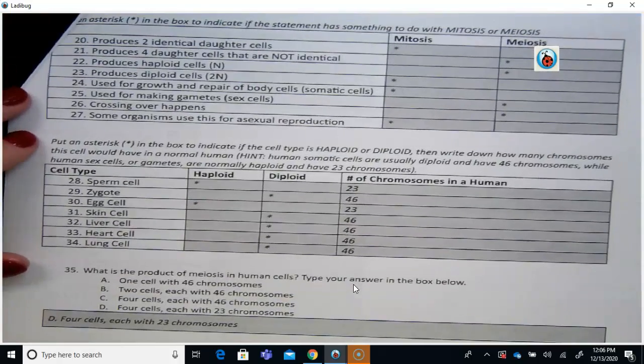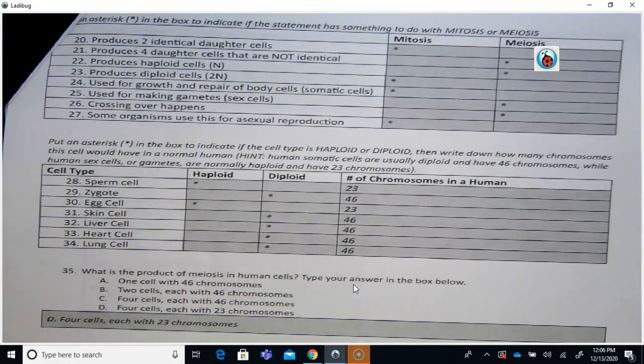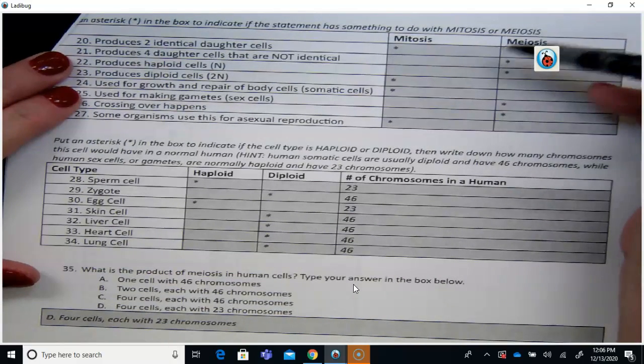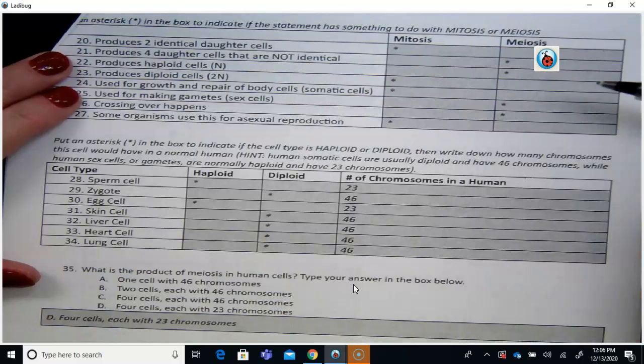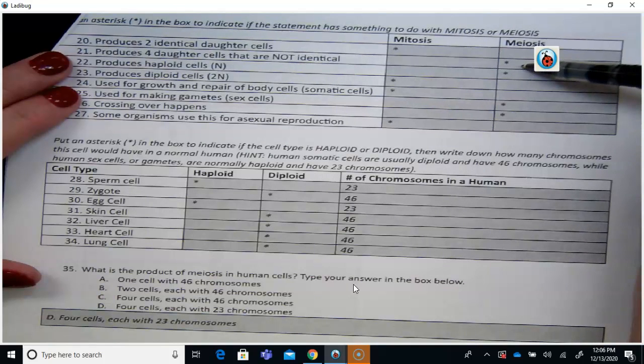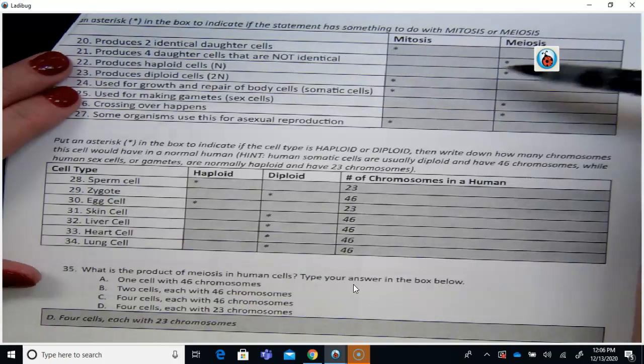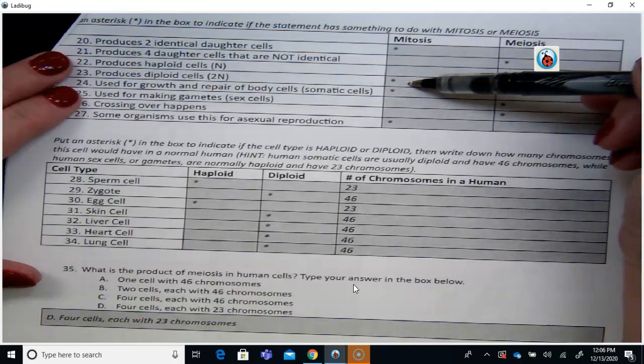Here in these charts, we are going to put an asterisk in the box to indicate if the statement has something to do with mitosis or meiosis. Produces 2 identical daughter cells is mitosis. Produces 4 daughter cells that are not identical, meiosis. Produces haploid cells, meiosis. Produces diploid cells, mitosis.